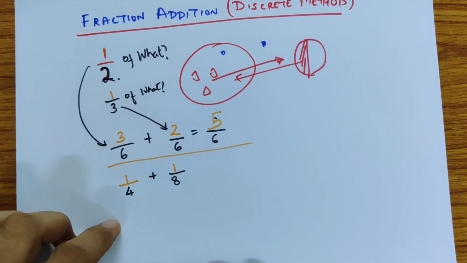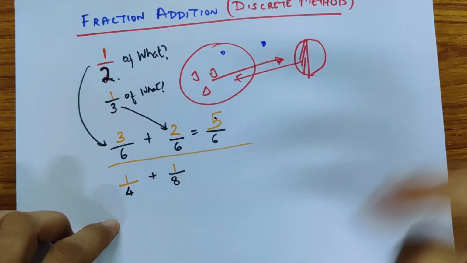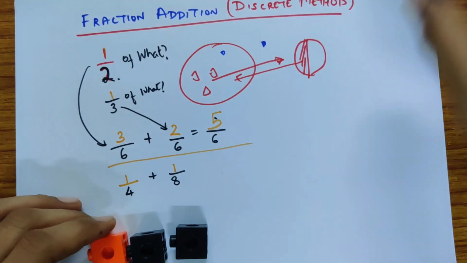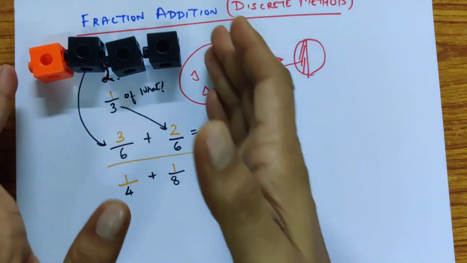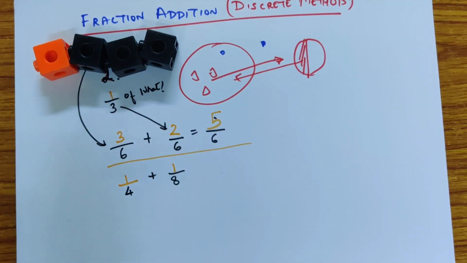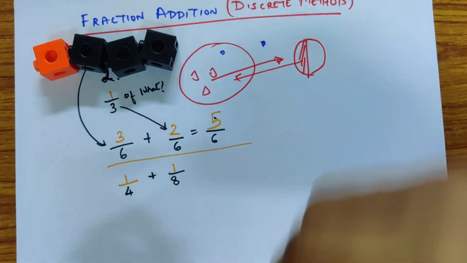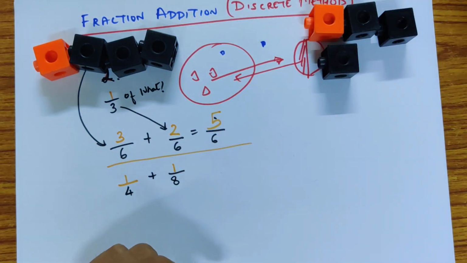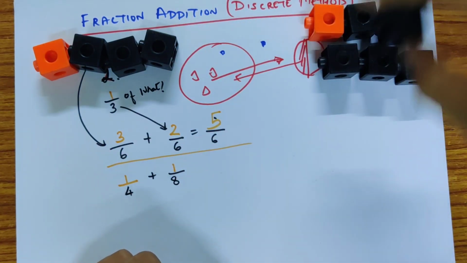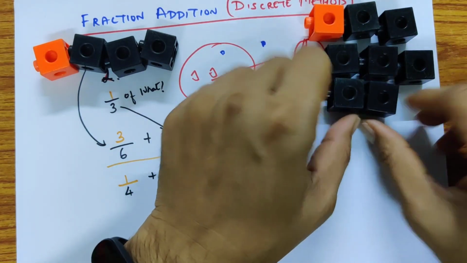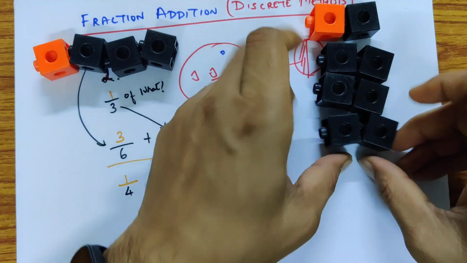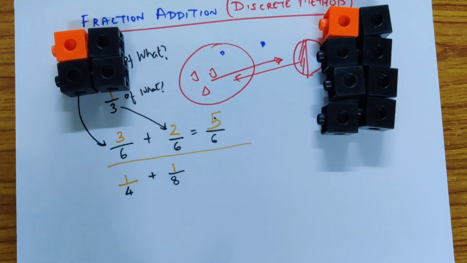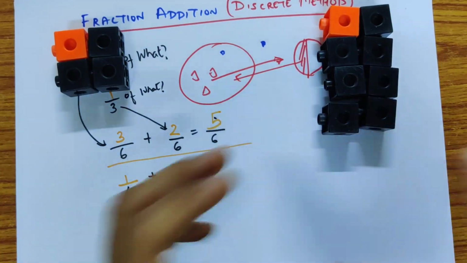So let's say I wanted to add 1/4 to 1/8. So 1 out of every 4. This is what I have. So if I had 4, then it's 1 out of every 4. And 1/8 is 1 out of every 8. So that's 1 out of every 8. This is 1 out of every 4. Now 1 out of every 4 is for 4, and 1 out of every 8 is for 8.